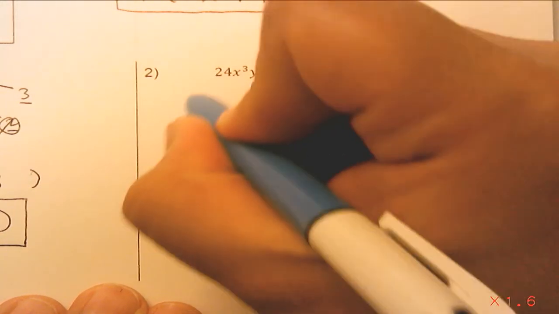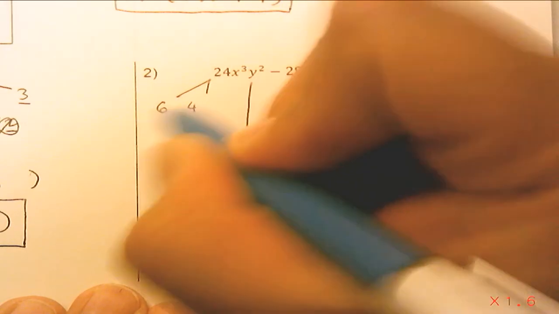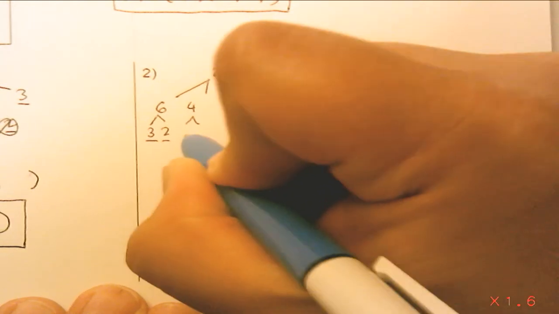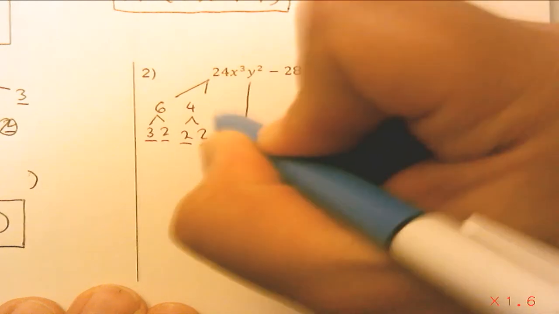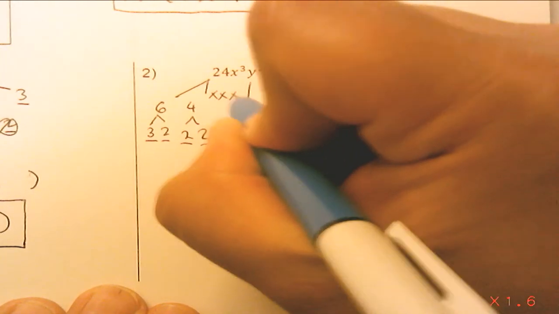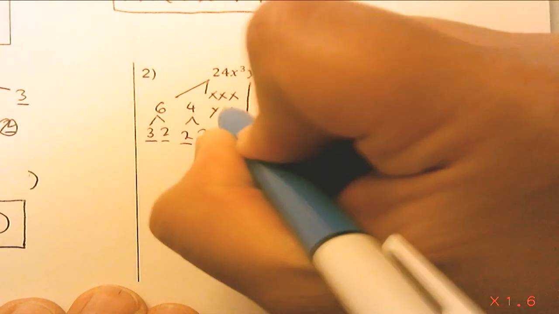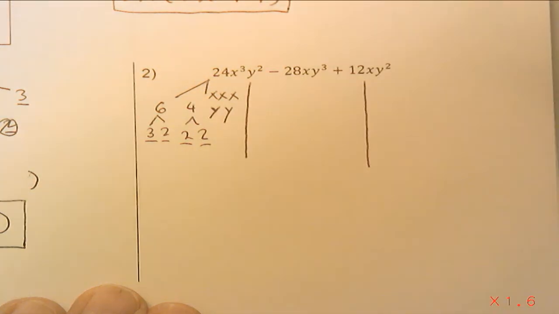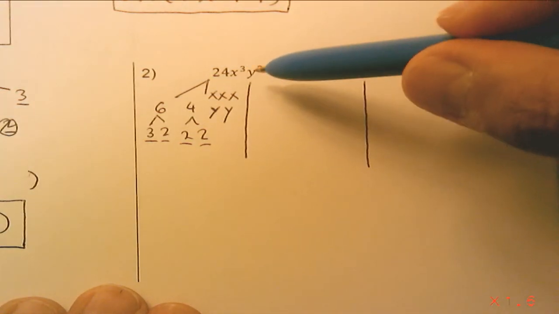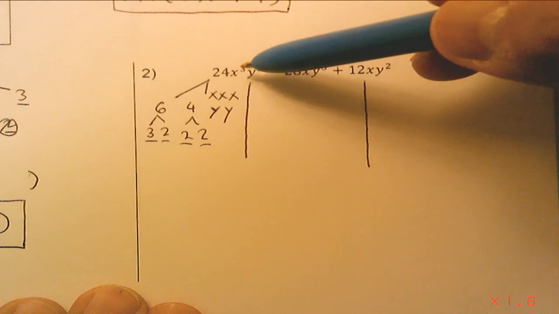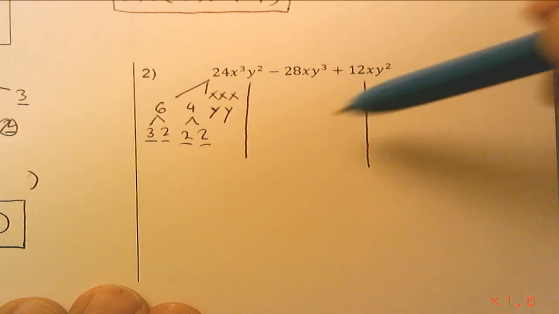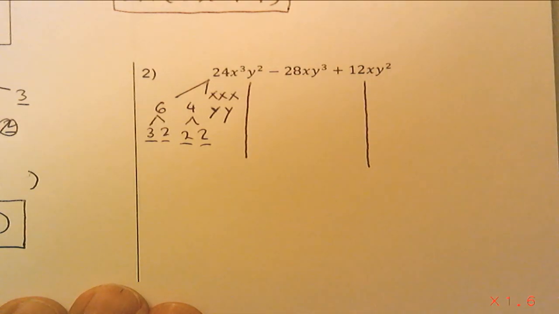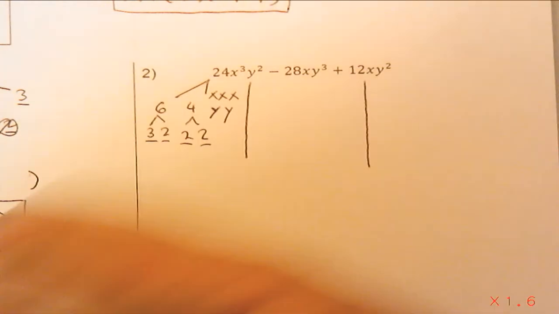So 24 can be 6 and 4. 6 is a 3 and a 2. 4 is a 2 and a 2. And I got 3 x's and 2 y's. Okay. Now, as far as the x's and y's goes, if you can already kind of see that you have at least one x here, there's some shortcuts that you can take here if you can kind of see the variables. So feel free to do that if you want to.